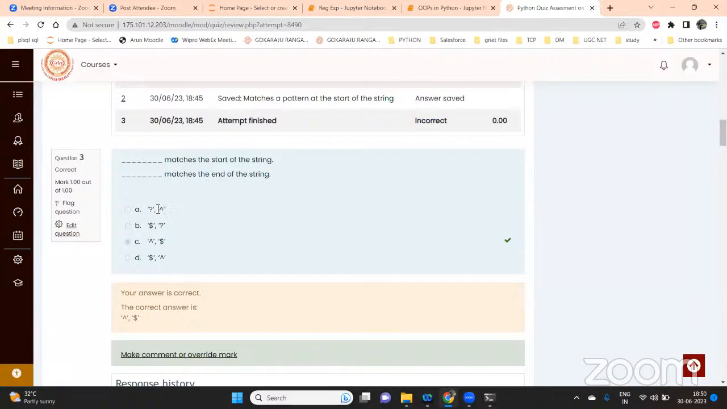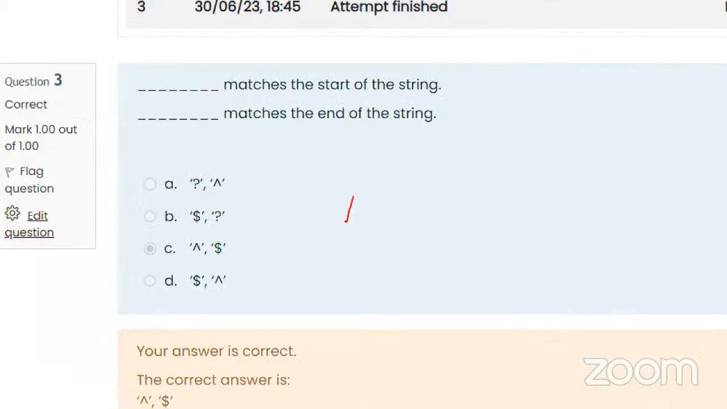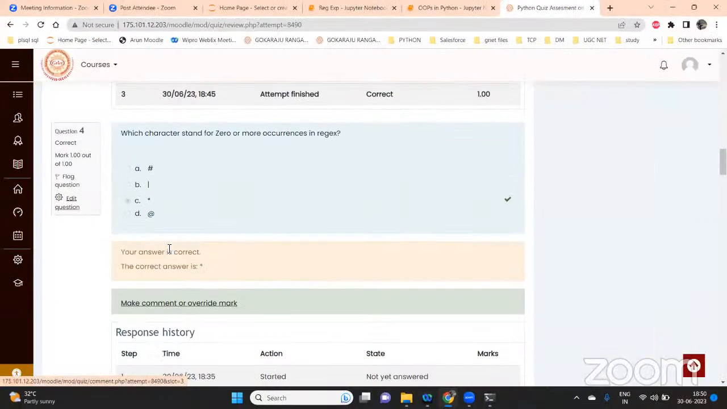Then what matches the start of the string and what matches the end of the string? We saw this in the last class. So the correct answer is this cap symbol matches the start of the string, and if you put dollar, that will match the end of the string, correct?